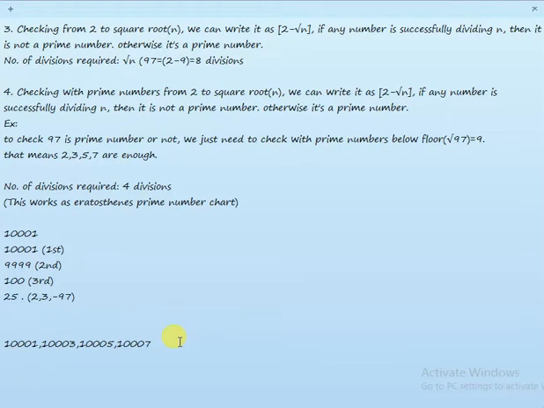So in this condition, the fourth one will be the best option. But when we are just checking one number, then the third method is the best method. Hope you understand why. And we are going to write the programs for these four types now.